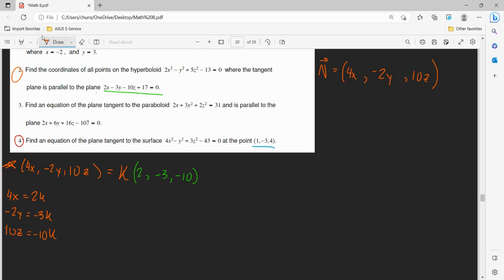Okay, and let's isolate for our x, y, and z terms. So x is equal to k over 2, and y is equal to 3 over 2 k. And z is equal to negative k.